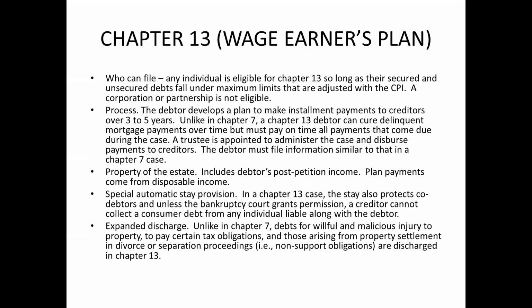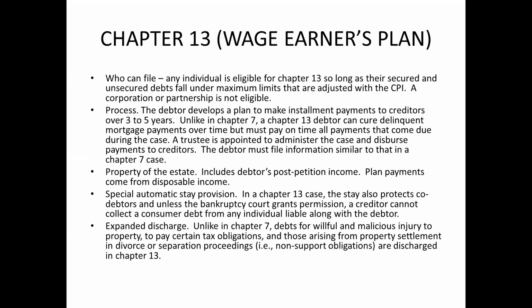Chapter 13 is called the Wage Earners Plan, and that's for people who have a regular income above the level that I told you about for Chapter 7, and whose debts are within a manageable limit. Right now, the limit is, and they change with the CPI, so the current one, just to give you an example, your unsecured debts have to be less than $394,725, and your secured debts no more than $1,184,200. So there's room for a fair amount of debt.